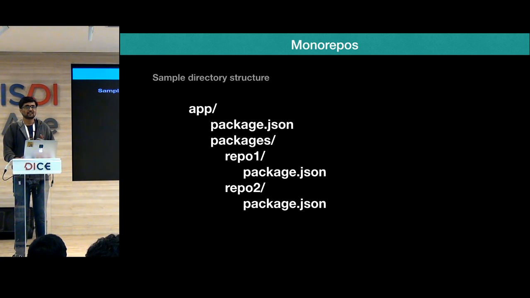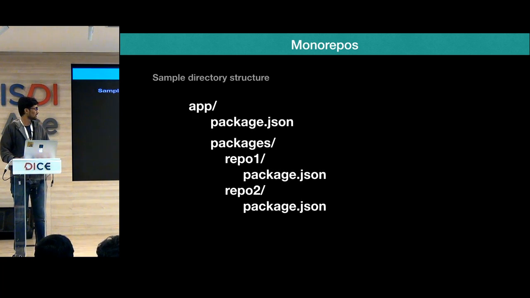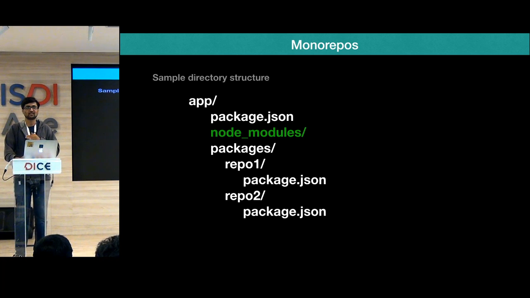You might be wondering, where is the node_modules folder being created? So, where is the node_modules? It will come at the top. It will just be hoisted to the top, not at the individual package. That makes sense, right? You don't want to have multiple copies of React inside repo 1 and repo 2. And that makes it fast. You just want to hoist it to the top. And that's why it is fast. And there is one more thing.